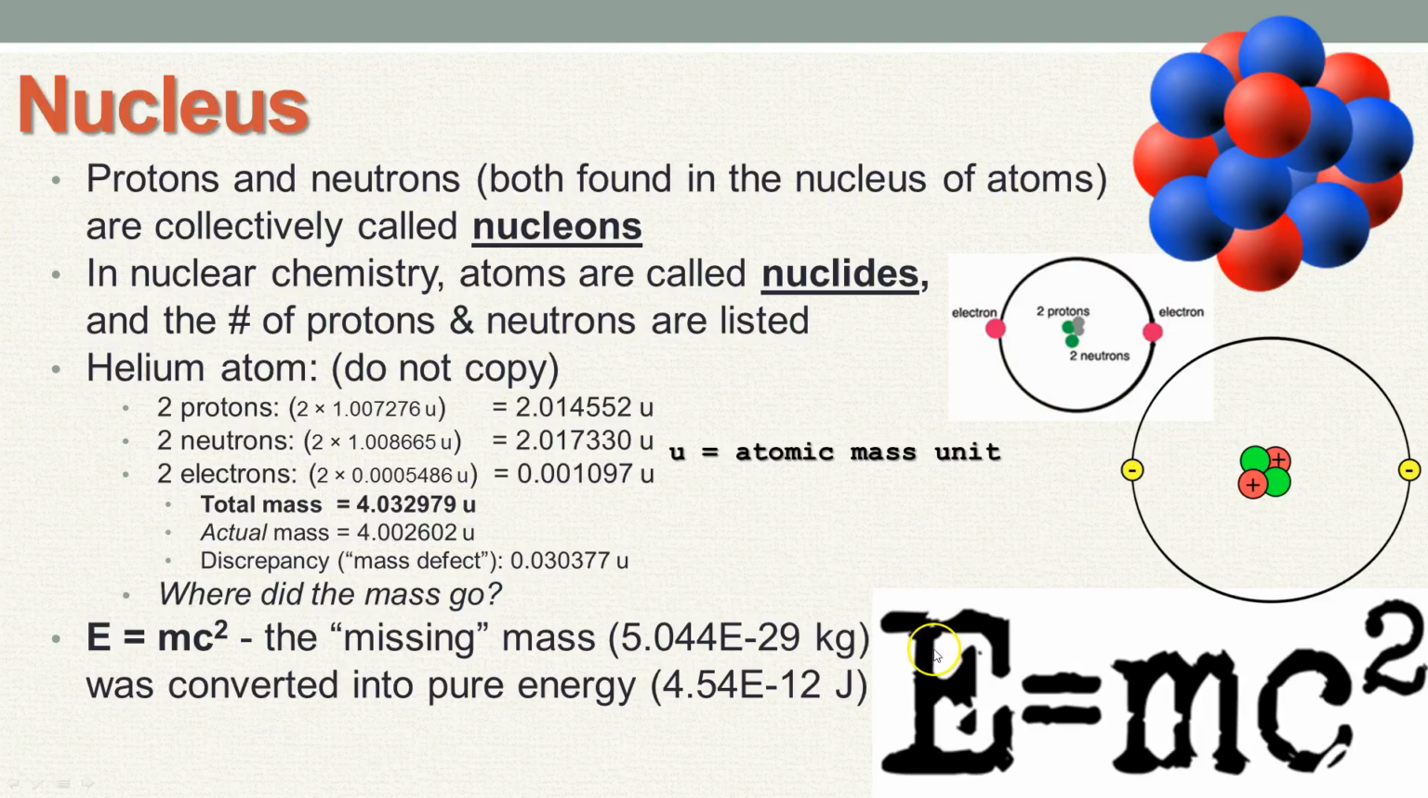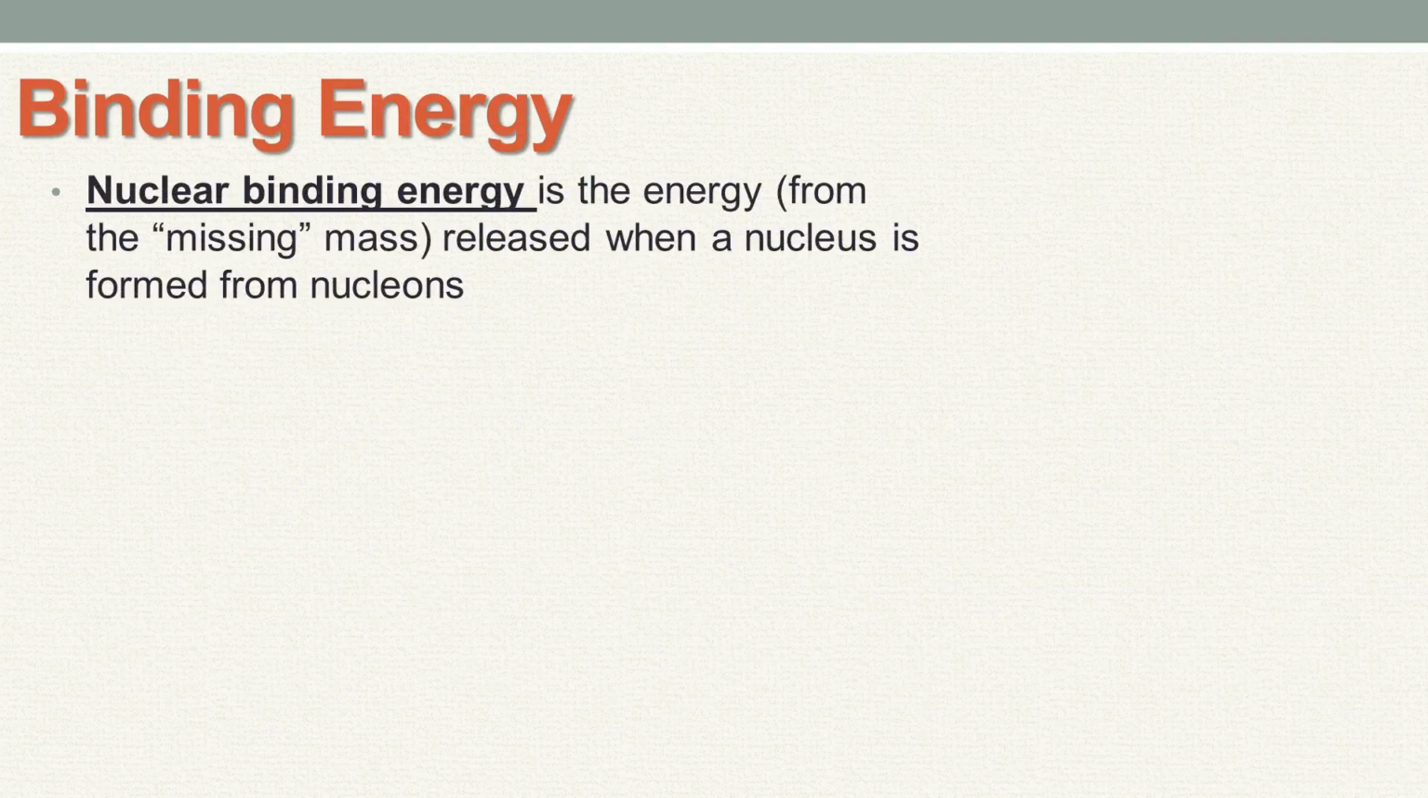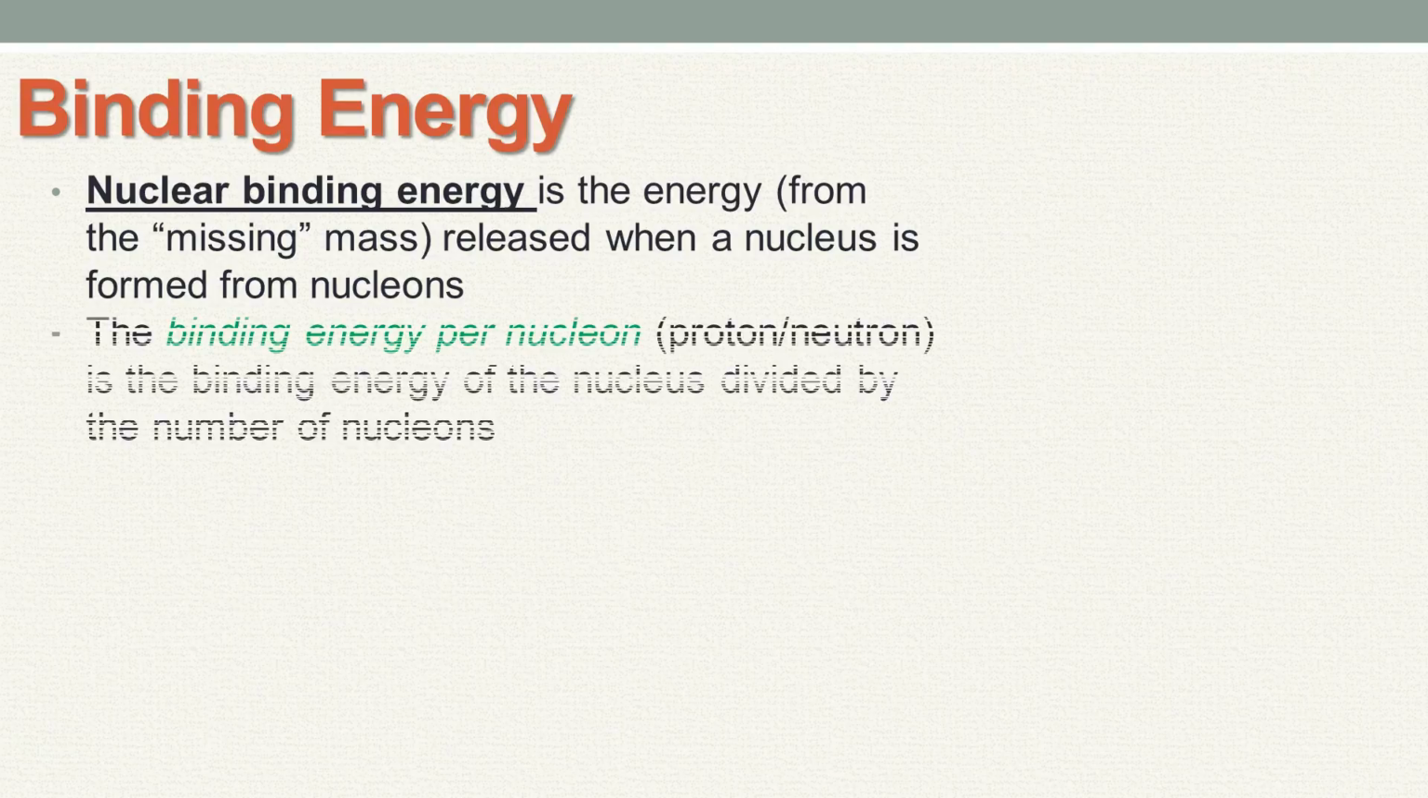That is very, very important when it comes to figuring out the energies that are involved with nuclear reactions and nuclear chemistry. This is called the binding energy. That's the energy from the missing mass released when a nucleus is formed. So imagine when you took those car parts and you assembled them into a car, it released energy. That's where all that missing mass went to.